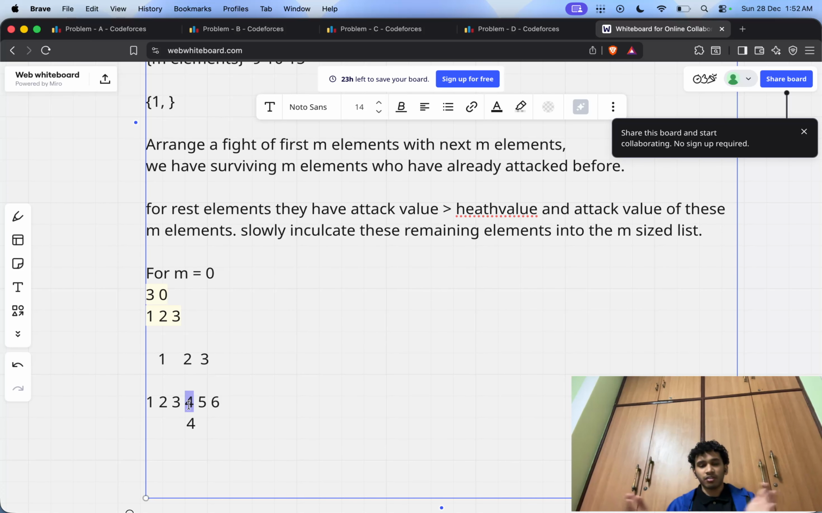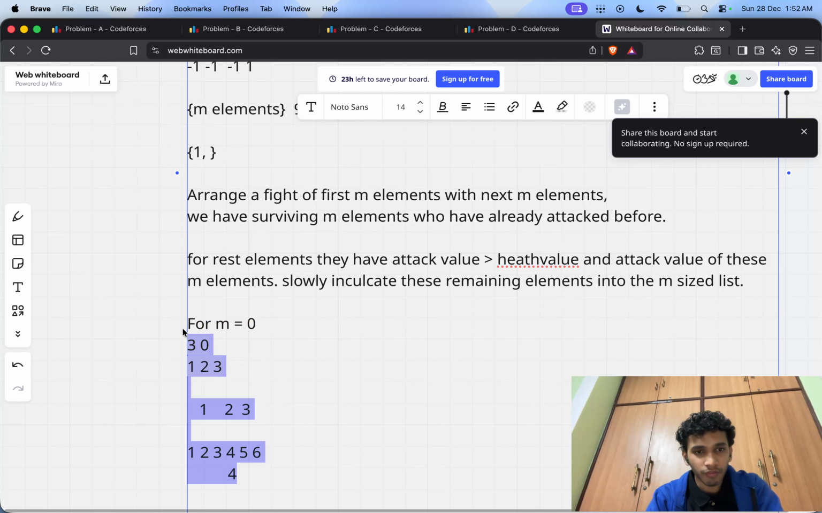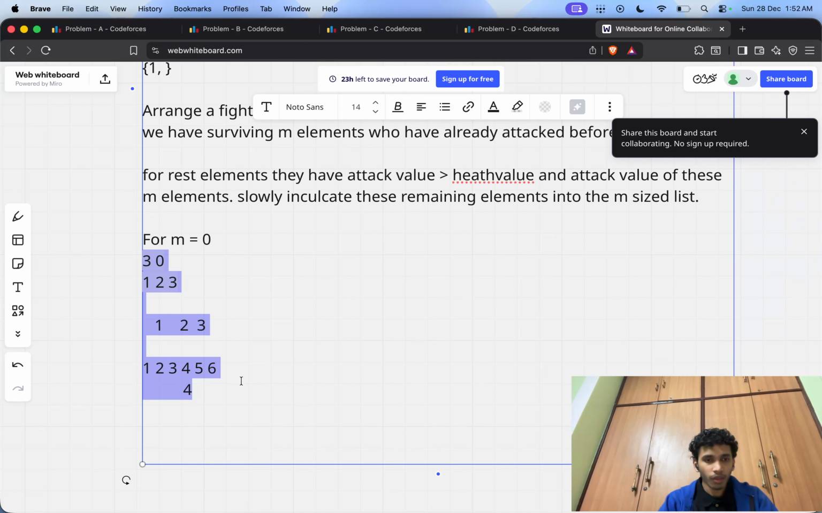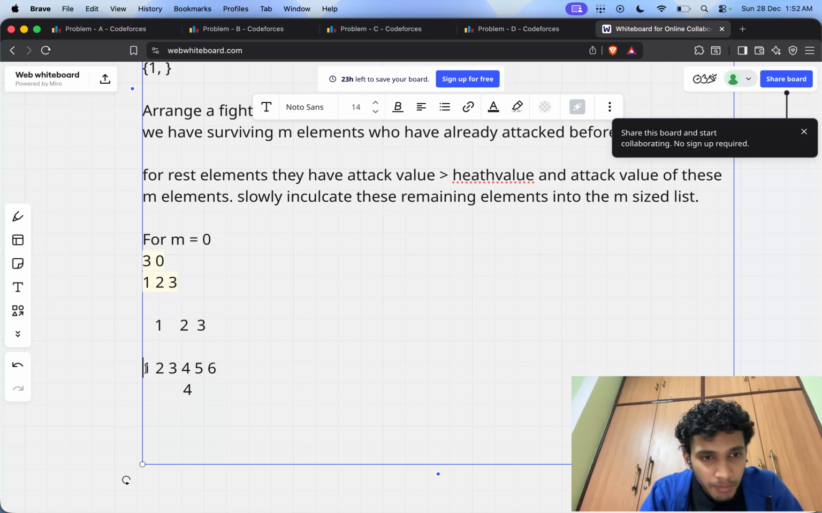Do we have such a construction? Remind yourself of what we discussed in the starting of the discussion of the m is equal to 0 part. We discussed that if the first element fights with the second element, then the second element will be surviving for sure and the first will be dead for sure in the increasing order of attack value.